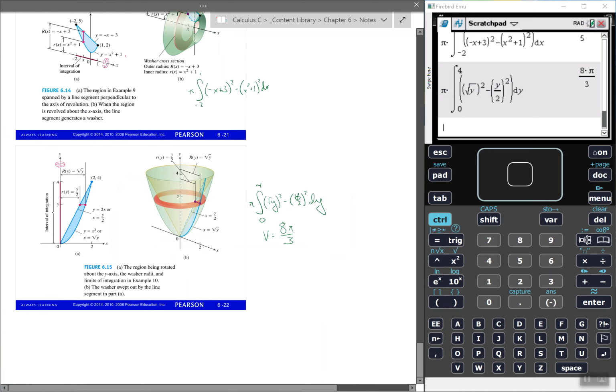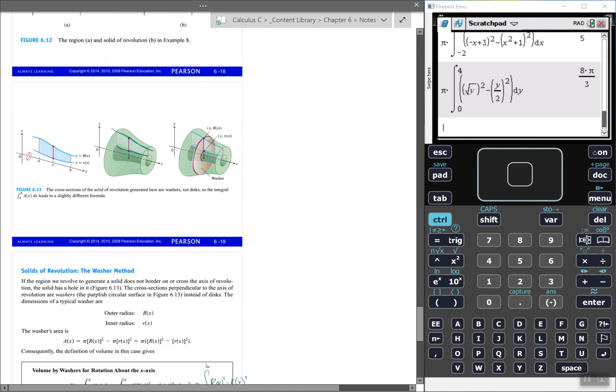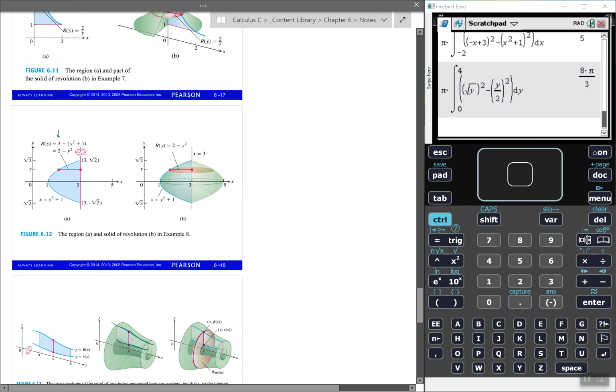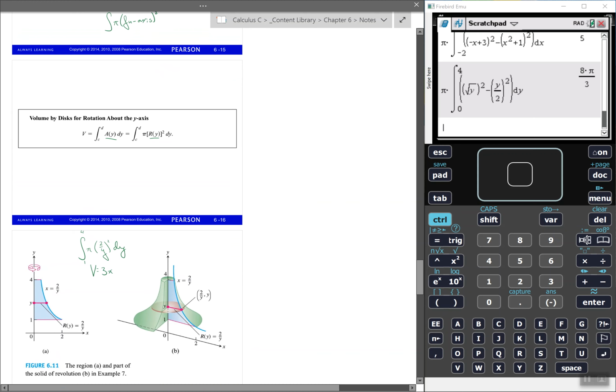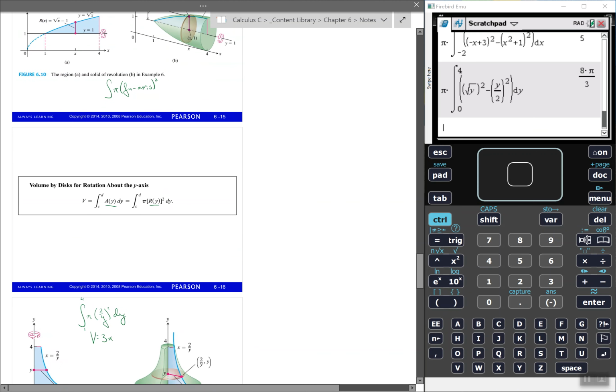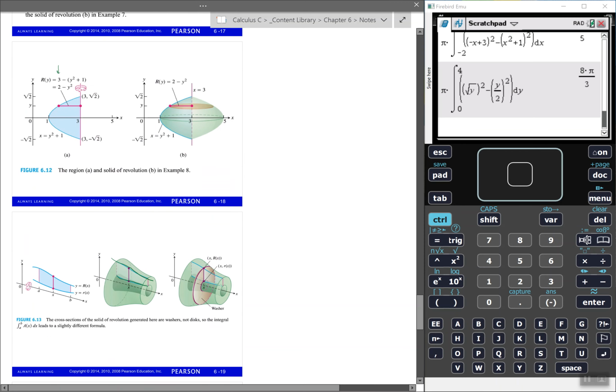Okay, so that is it basically for the washer or disk method. They're the exact same thing. They are pi r squared. The only difference between really all of these is what way you're looking at it. Are you doing x, are you doing y? And is there a second function? But it's always going to be pi r squared.